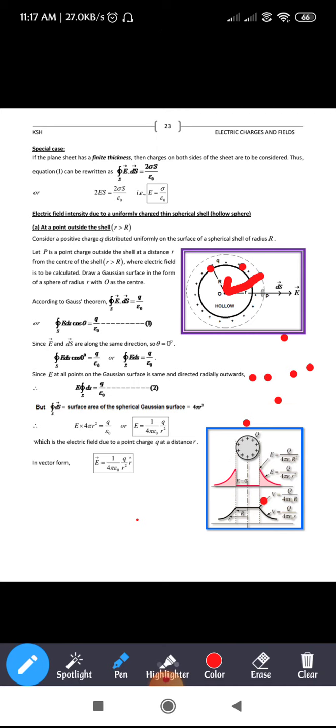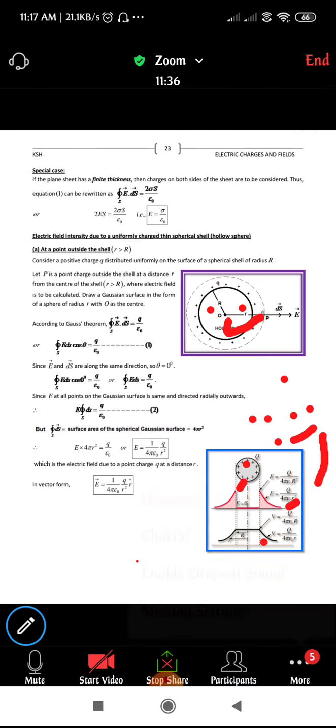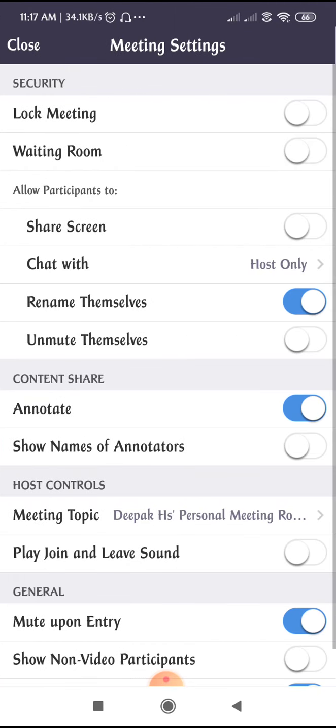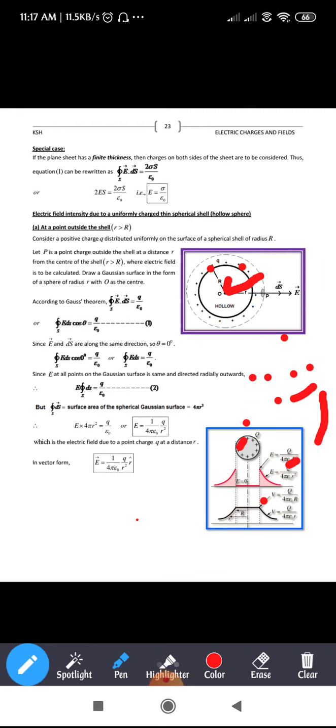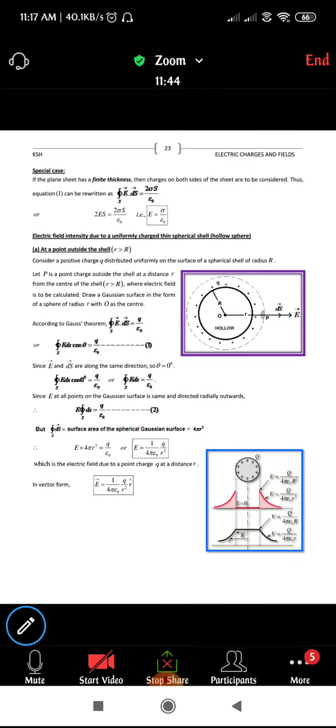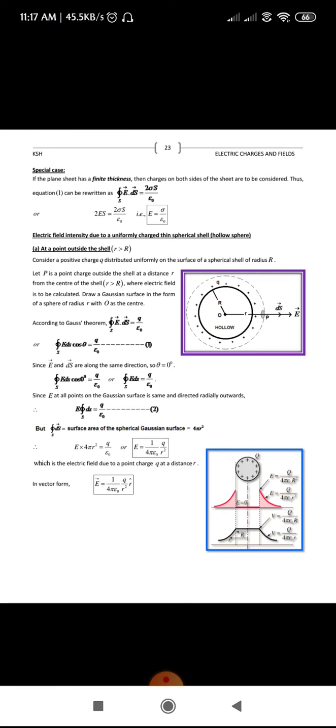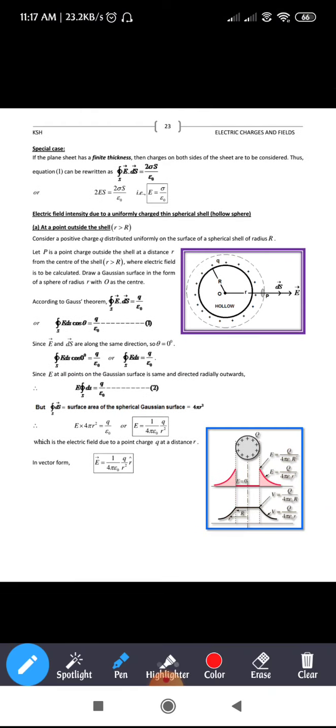The direction of vector ds will be towards the right. Okay, so in that case, next what we are going to do is, since the charge on the spherical shell is a positive charge, the direction of electric field will be away from the spherical shell. So it will be the same along the direction of the area vector.